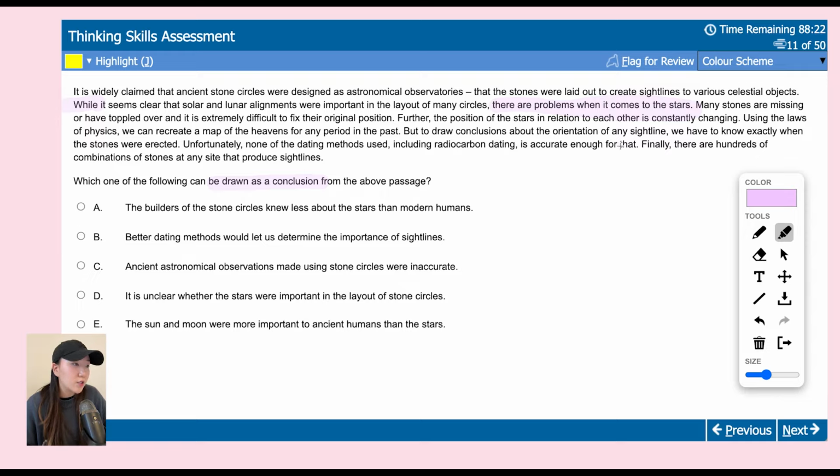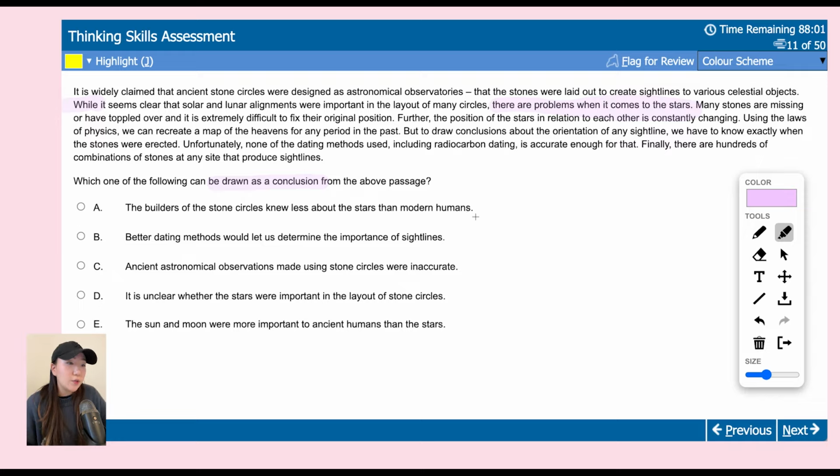Then it's saying using the laws of physics we can recreate maps of the heavens for any period in the past, but to draw a conclusion we need to know exactly when stones were erected. Then we have, unfortunately, no dating methods are currently useful for that. Then we have, finally, there are hundreds of combinations of stones. Hopefully from that you can see there's nothing contradictory after that sentence. It's all about there are problems when it comes to the stars, and then a list of why it might be problematic when we decide whether these stone circles were used to plot stars or not.